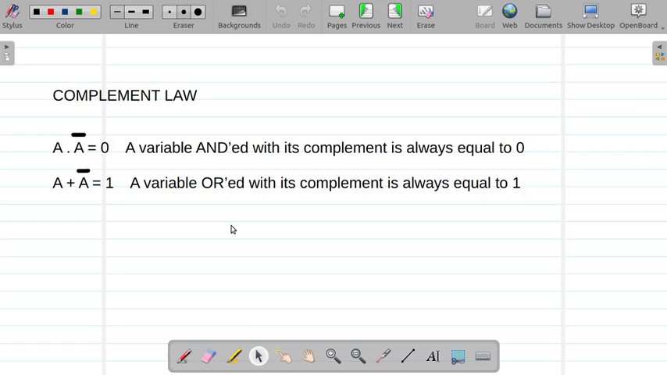Then, the complement law: A and not A is equal to 0, or A and complement A is just equal to 0. Then, A or complement A is equal to 1.